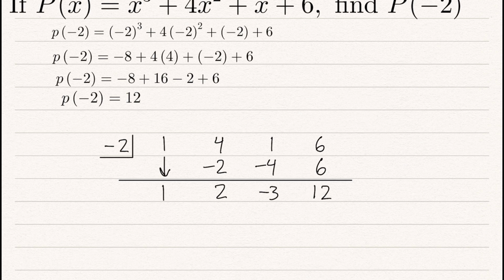Notice the similarity here. 12 is our answer here, and 12 is our remainder from synthetic division. The remainder of a synthetic division problem is also the evaluated value of a function. So this is a second way that we can evaluate the value p of negative 2.